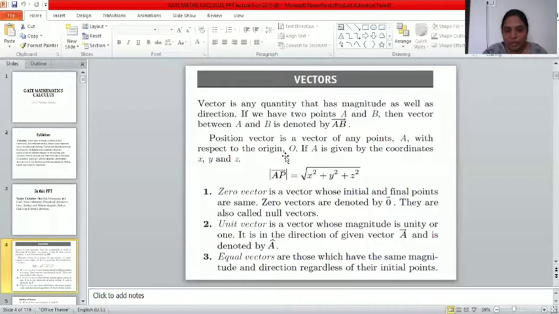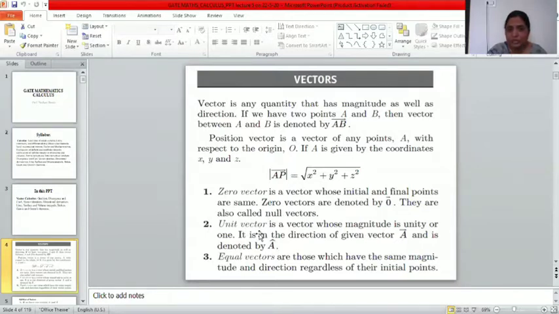And the mod of A bar, or OA, from the origin to the point A: if we find the modulus of that vector OA bar, it will be under root x square plus y square plus z square. And a zero vector is a vector whose initial and final points are the same. This is called a zero vector if the initial and final points are the same.